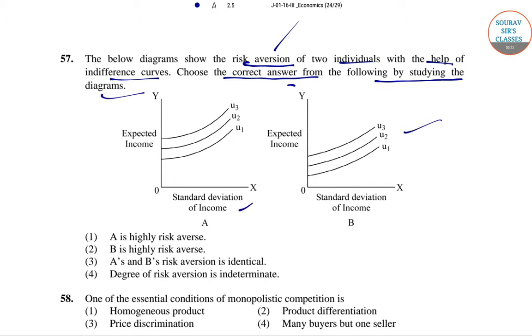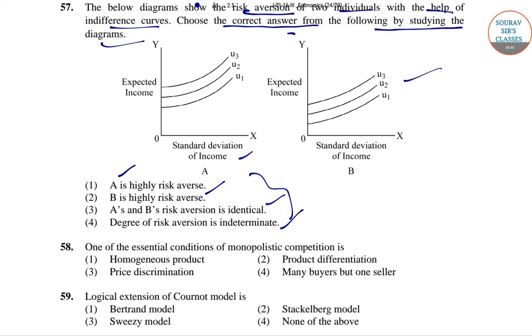So two diagrams are given, on the left hand side one and on the right hand side another. Out of which we have to find out which one is right. Four options are given: A is highly risk averse, B is highly risk averse, A and B risk aversion is identical, and degrees of risk aversion is indeterminate. So we have to find which one is the right answer out of these four.